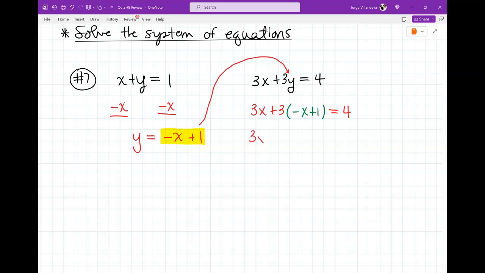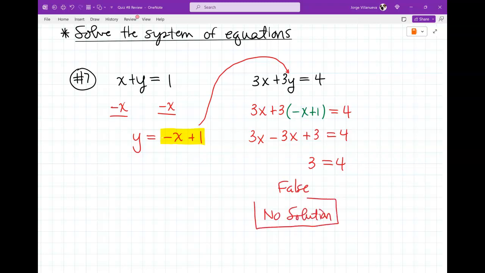So this is 3x minus 3x plus 3 equals 4. Okay, what happens to my 3x and 3x? They cancel out, so this is basically 3 equals 4. True or false? This is false, so what do I say? No solution, okay? So there we go. This is what you guys are going to be looking at for tomorrow.